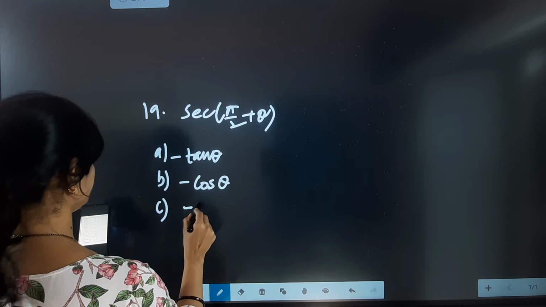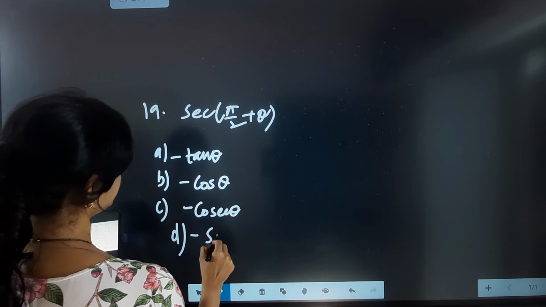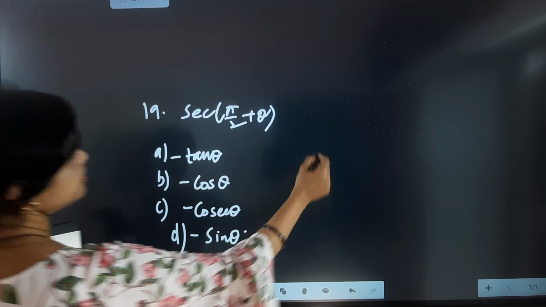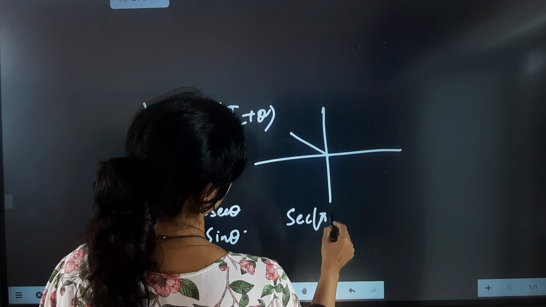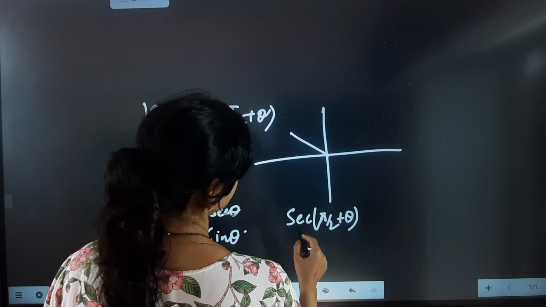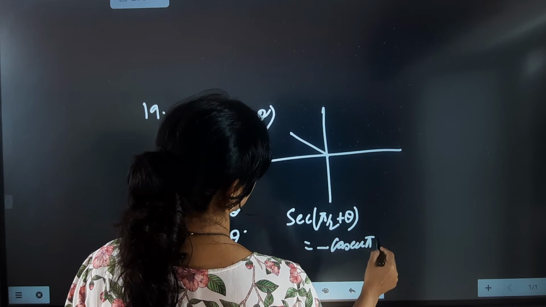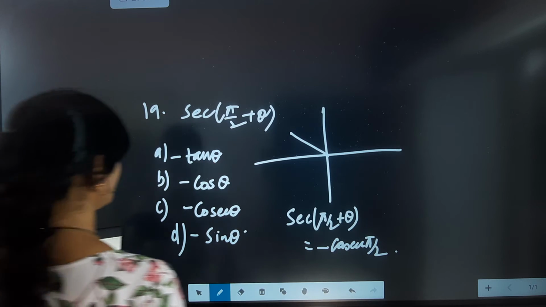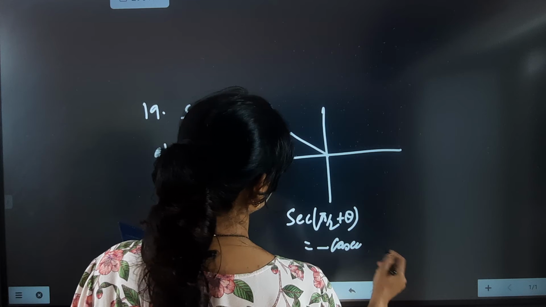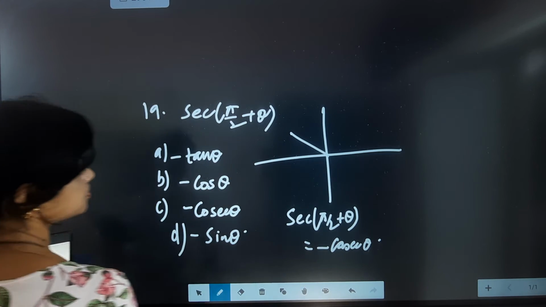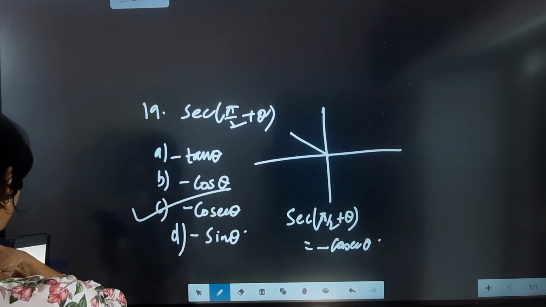Minus cos theta, minus cosecant theta. So secant of pi by 2 plus theta means second quadrant, so secant will become minus cosecant. Secant of pi by 2 plus theta will become minus cosecant theta. So answer 3 will become the correct answer.